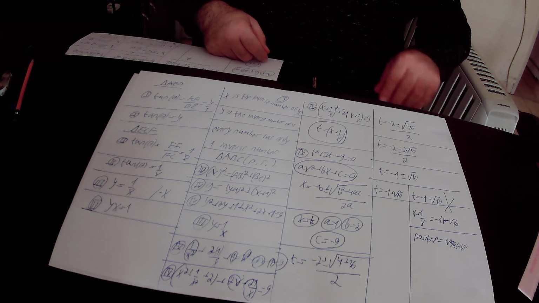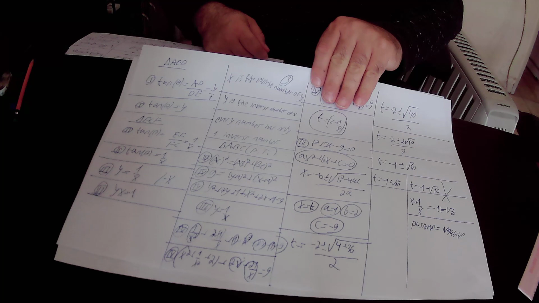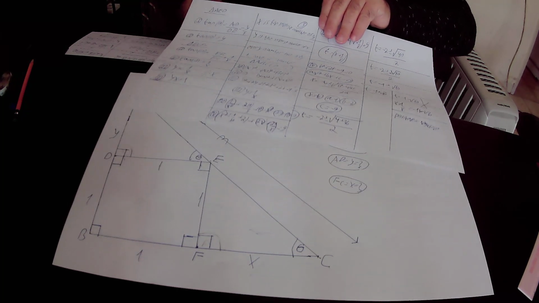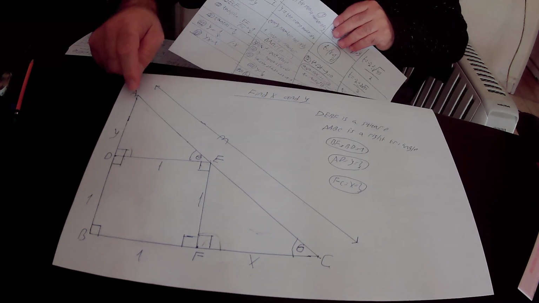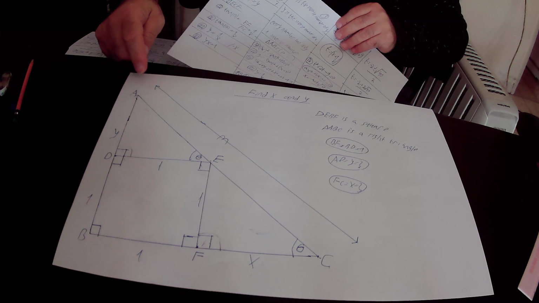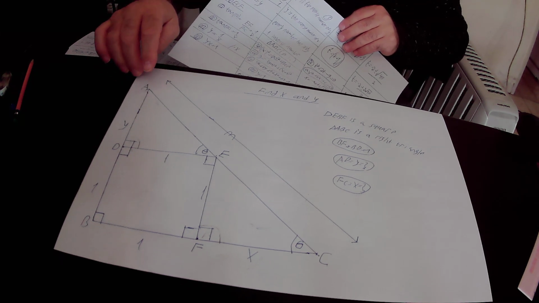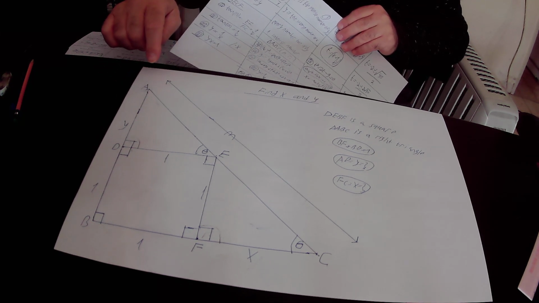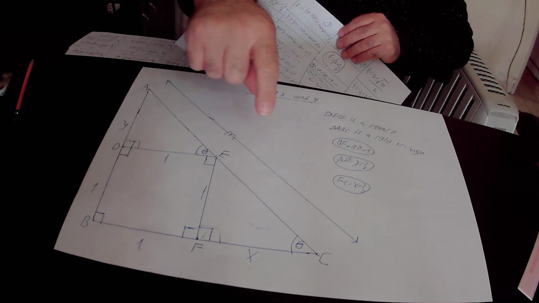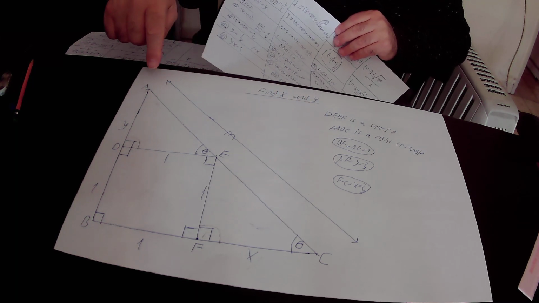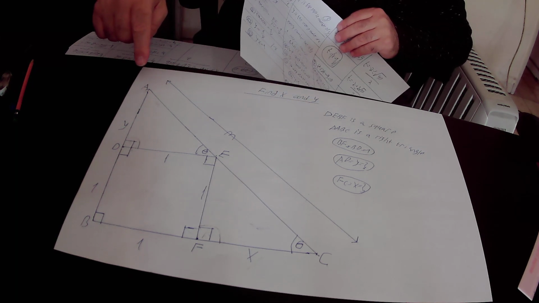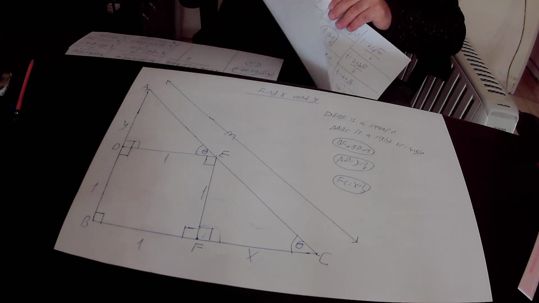Okay, then we focus on the right triangle, triangle ABC. According to the Pythagoras theorem, in the right triangle ABC, the square of the hypotenuse equals the sum of the squares of the perpendiculars. That is to say, the square of the hypotenuse, AC squared, equals AB squared plus BC squared.